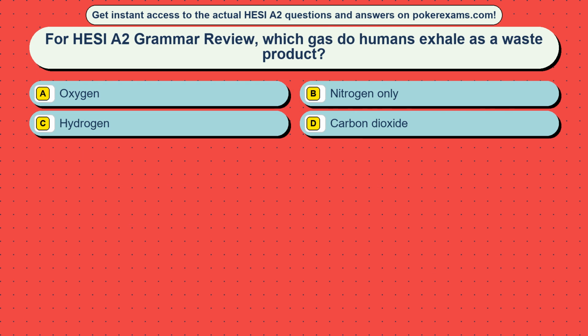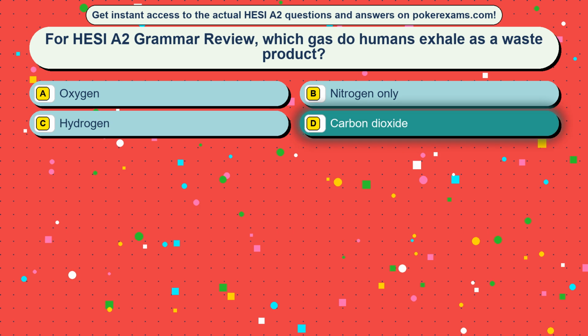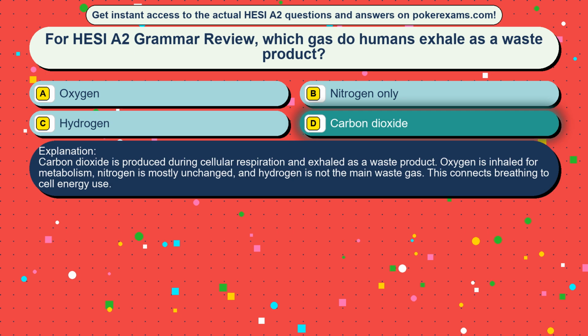Question 42. For HESI A2 Grammar Review, which gas do humans exhale as a waste product? Option A, oxygen. Option B, nitrogen only. Option C, hydrogen. Option D, carbon dioxide. The correct answer is option D, carbon dioxide. Carbon dioxide is produced during cellular respiration and exhaled as a waste product. Oxygen is inhaled for metabolism, nitrogen is mostly unchanged, and hydrogen is not the main waste gas. This connects breathing to cell energy use.